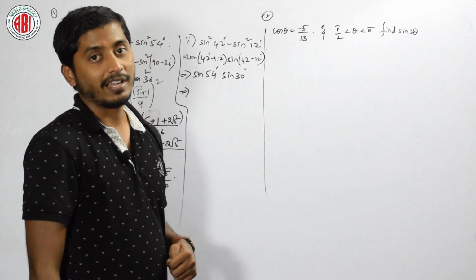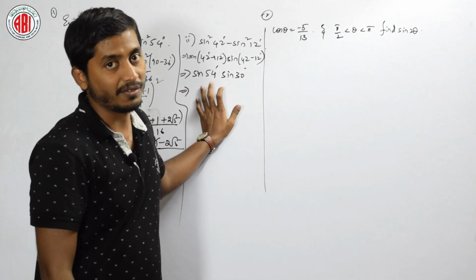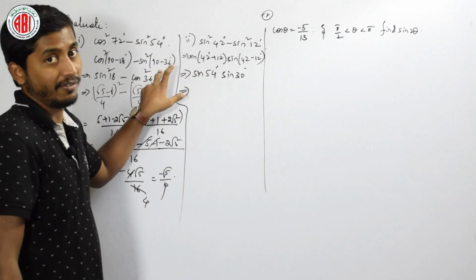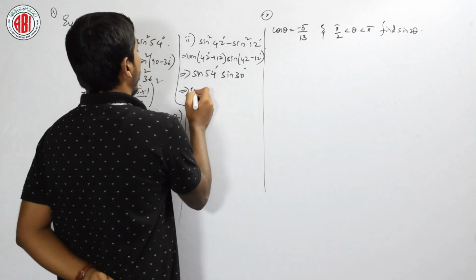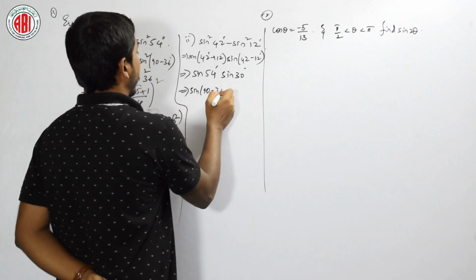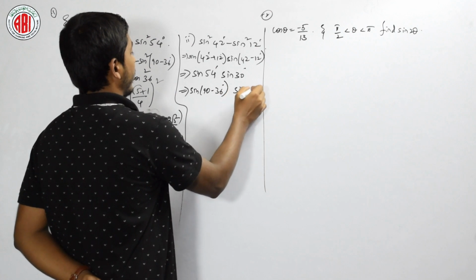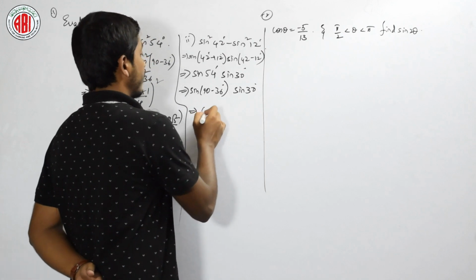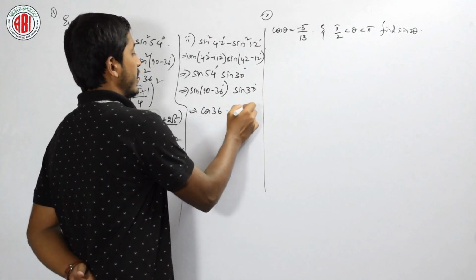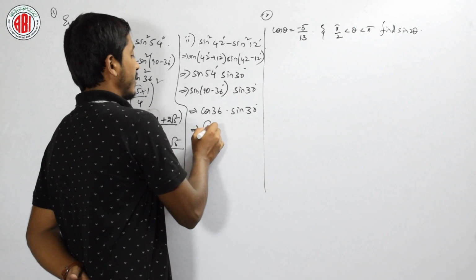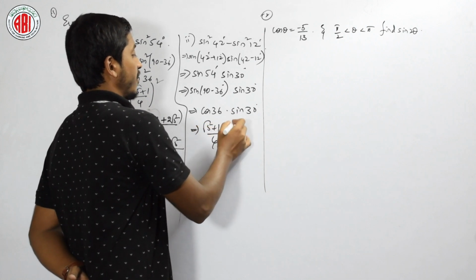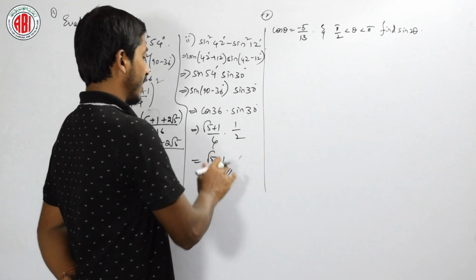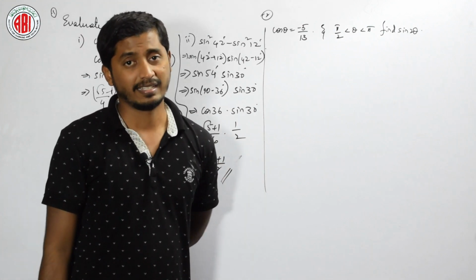Then now, what is the value of sin 54? Do we have the value of sin 54? How to do? We have solved it here. That is, sin 54 can be written as sin of 90 minus 36 into sin 30. What is the value of sin of 90 minus 36? That is nothing but cos 36 into sin 30. What is cos 36? Root 5 plus 1 by 4. What is the value of sin 30? 1 by 2. Multiply it, get it as root 5 plus 1 by 8, isn't it, right?